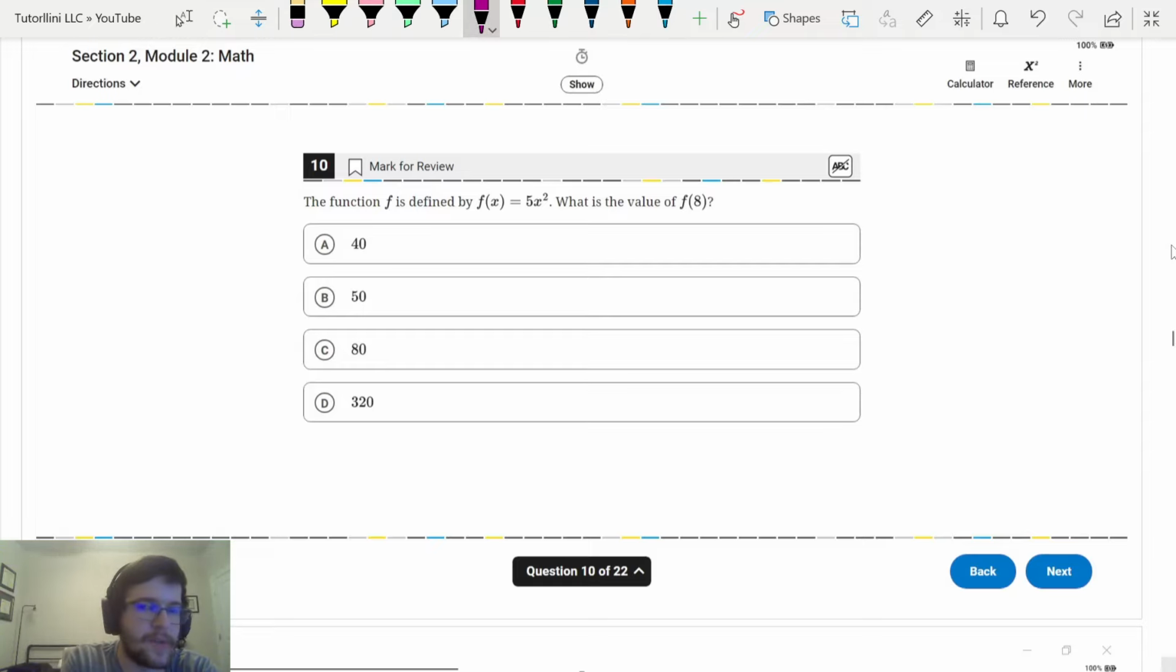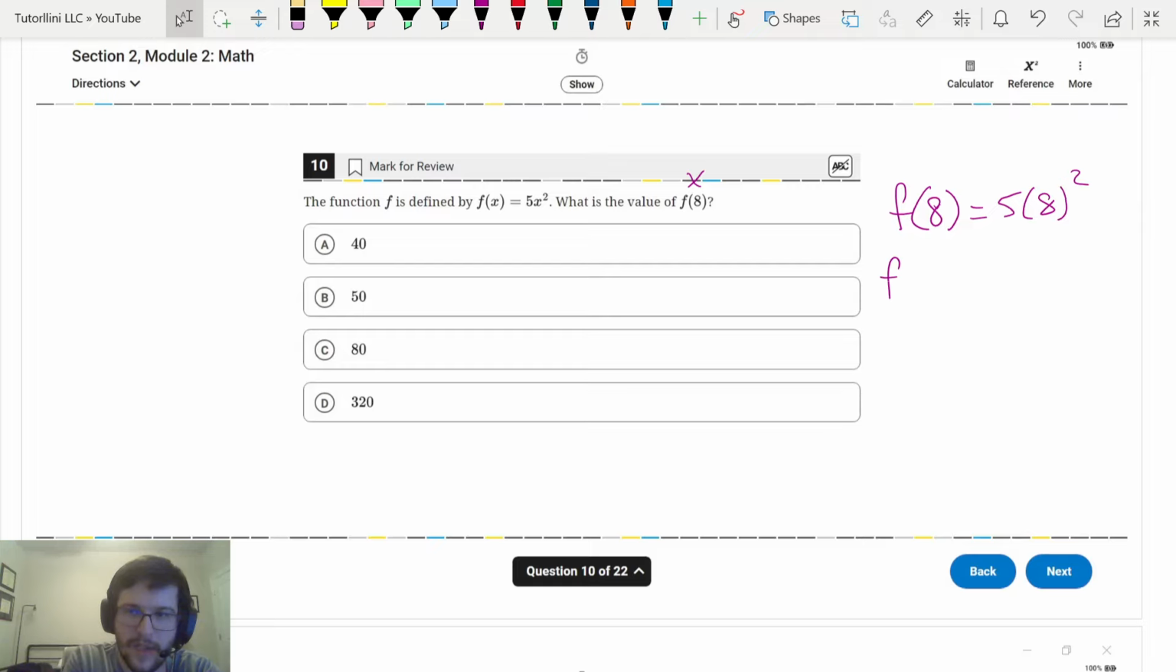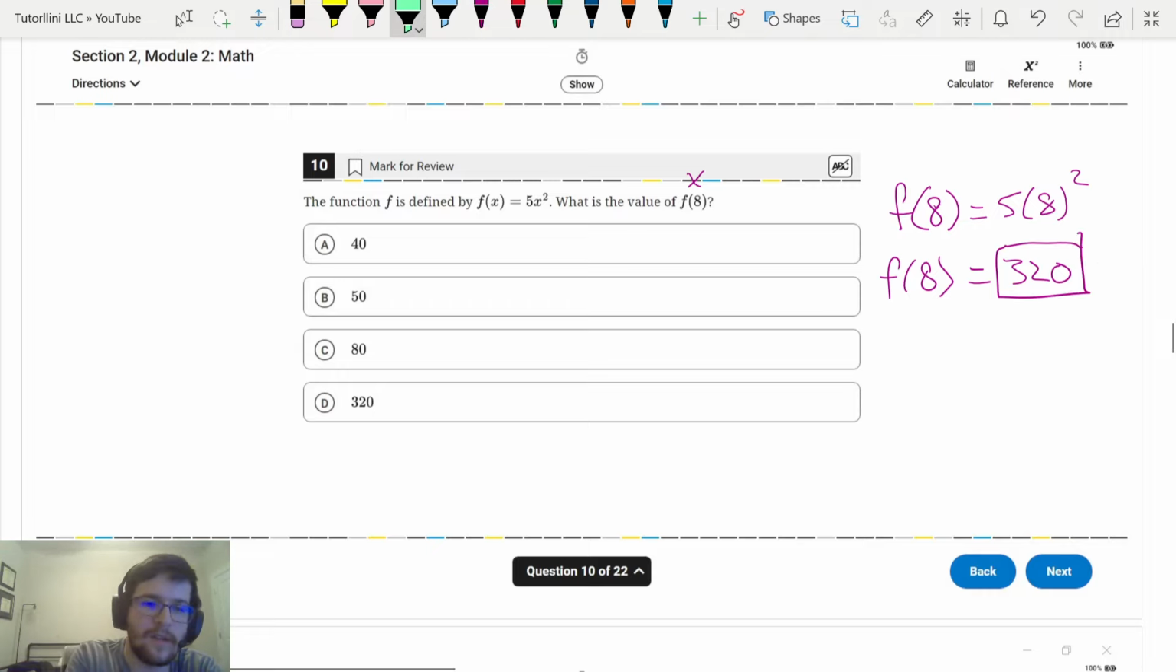So this is like we were just doing. Remember, the thing inside the parentheses is always x. So we're going to replace x with 8, and then you can just type that in a calculator. f of 8 equals 5 times 8 squared, which is 320. We can also do that by typing it into Desmos and evaluating the function that way.